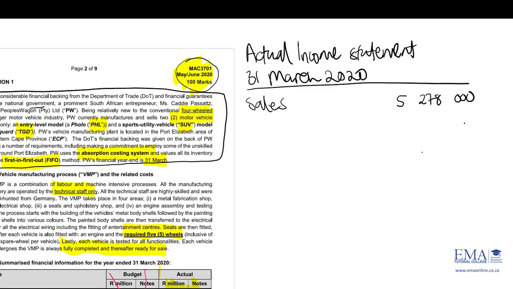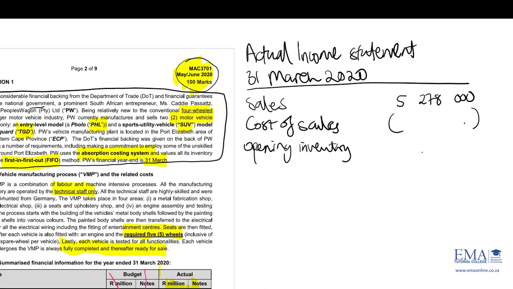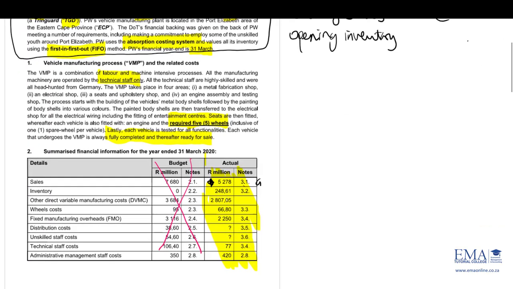Okay, next thing is I need cost of sales, of which cost of sales has to be calculated, right? So my cost of sales needs to come in here, but I have to calculate it. But for me to calculate cost of sales, I know I need to start with opening inventory. Okay, opening inventory. What did they say about opening inventory?